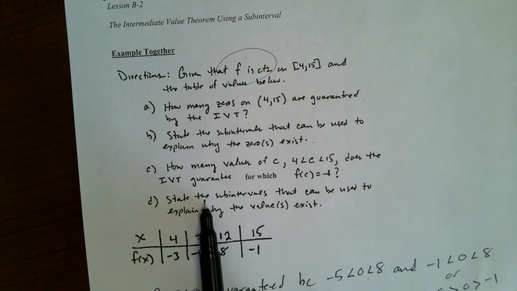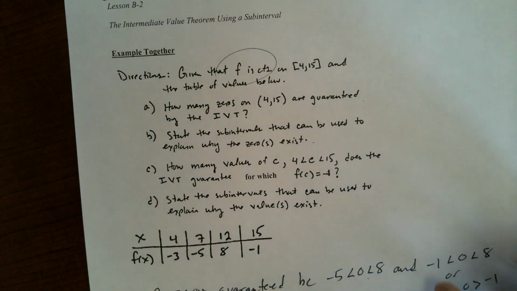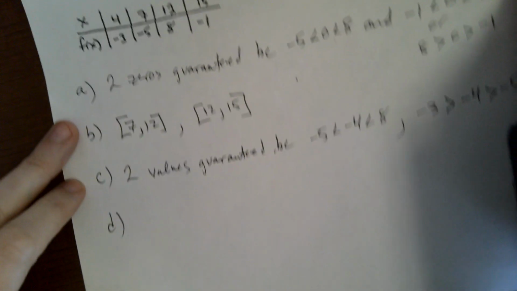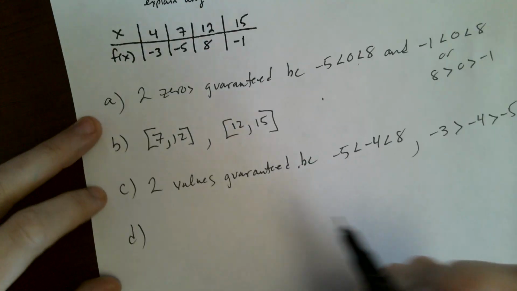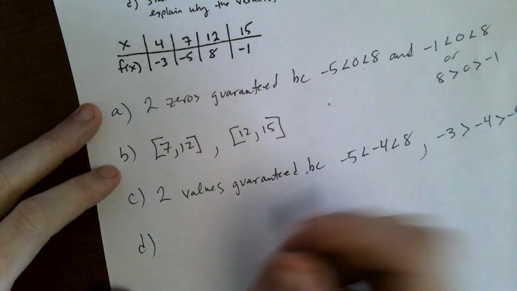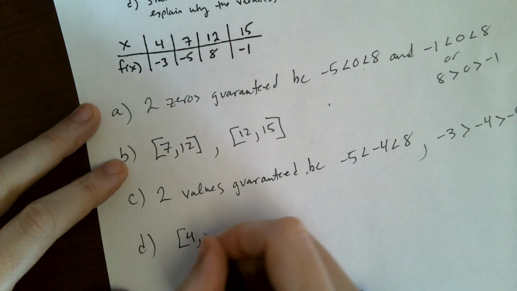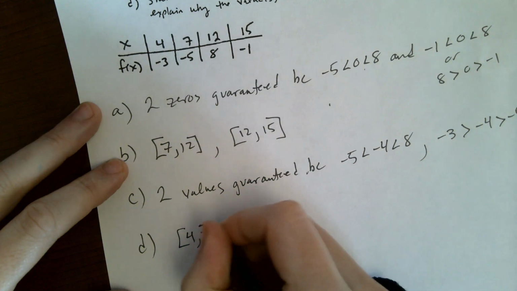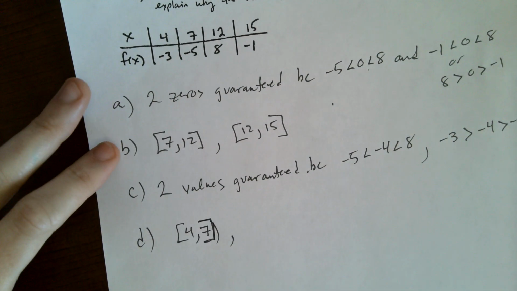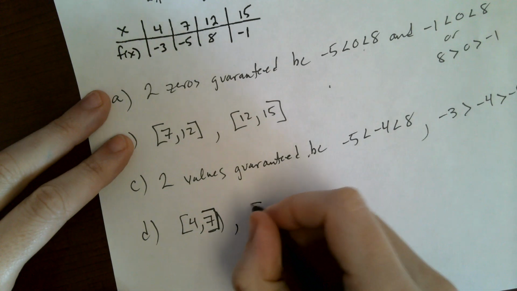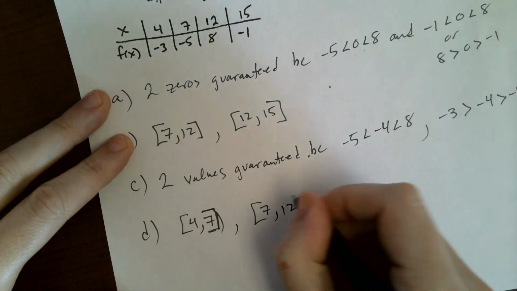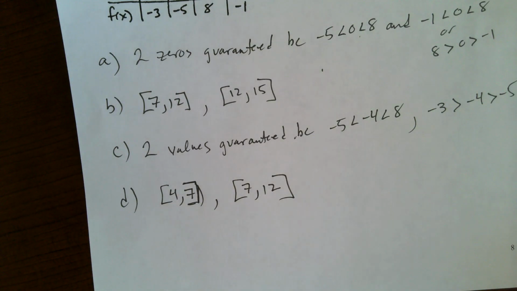All right, and then part D, same as part B before. State the subintervals that can be used to explain why the values exist. So the subintervals would be 4 to 7. You've got to be closed. 4 to 7 and 7 to 12. Okay, guys, that's it.